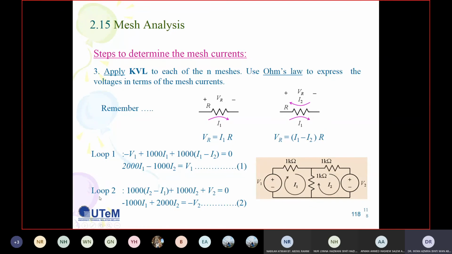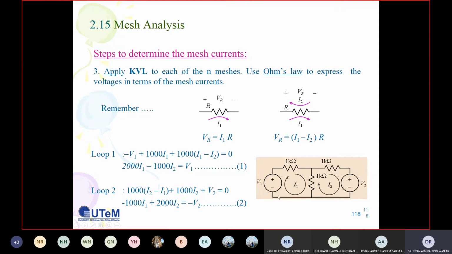Okay, in loop 2, your final KVL equation, okay, because you do the analysis in loop 2, I2 must be positive and other I's must be negative. So negative I1. If you have I3, then I3 will be negative also. Okay. This is the original step to write the mesh equation.